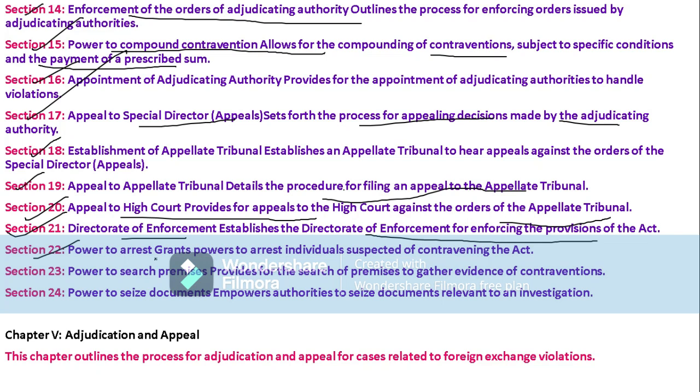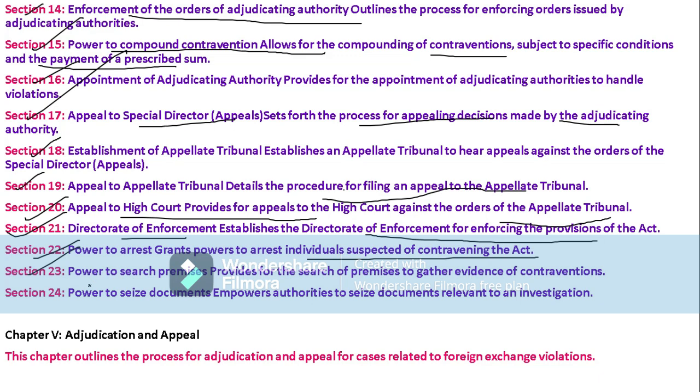Powers to arrest individuals suspected of contravening the act. So certain powers will be given. Why? Because in order to arrest, the individuals who will be arrested are those suspected of contravening the act, who are not abiding by the rules and regulations of the act. Those persons can be arrested according to section 22.